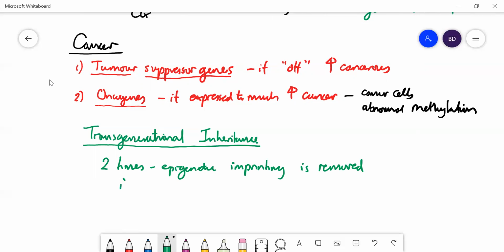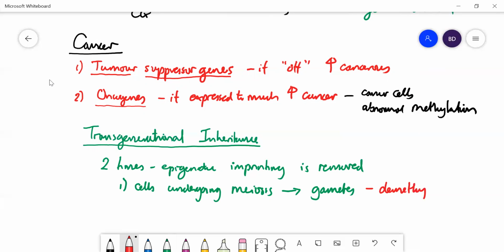So the first time it occurs is in the cells undergoing meiosis. And of course, they're going to give rise to the gametes. So the gametes will not have any epigenetic imprinting. In particular, they will become demethylated. So the methylation pattern is completely lost. Now, people have done some studies and they've suggested certain regions of the chromosomes, particularly like the centromeres, where maybe that demethylation may not occur 100%. So perhaps there is a possibility of some of this methylation being passed on from parent to child.